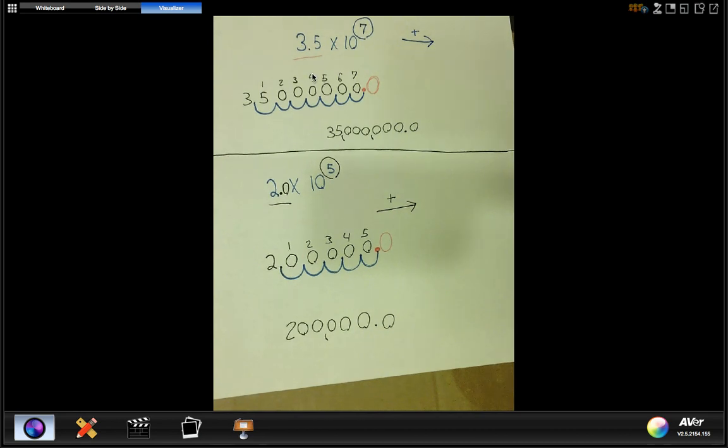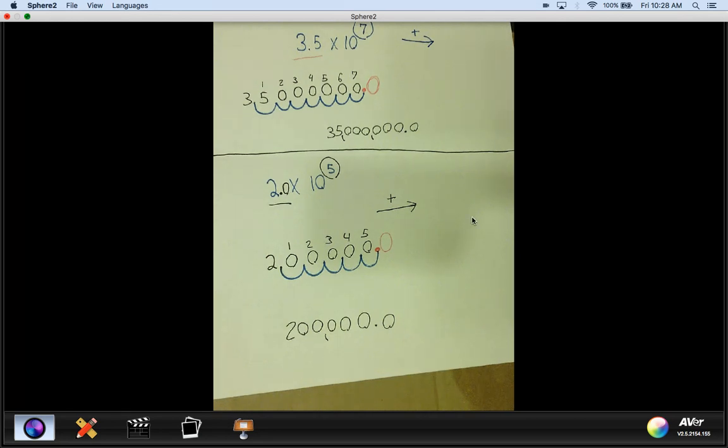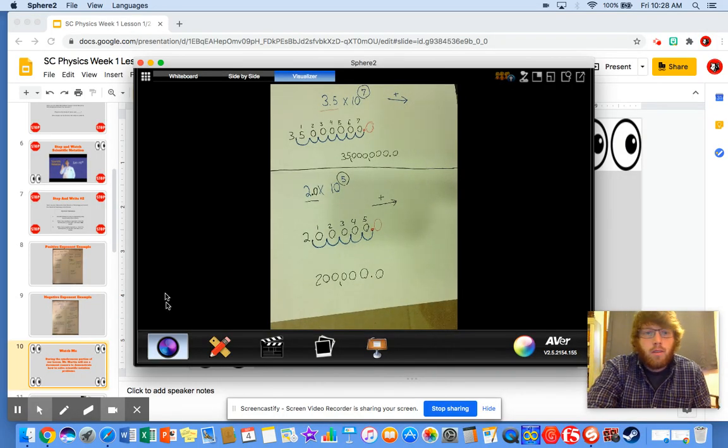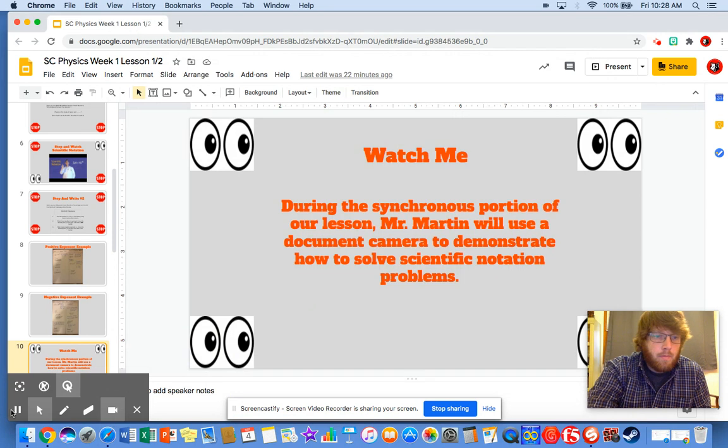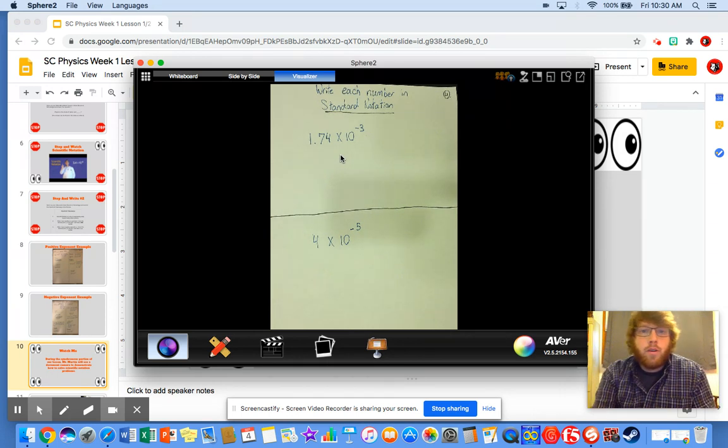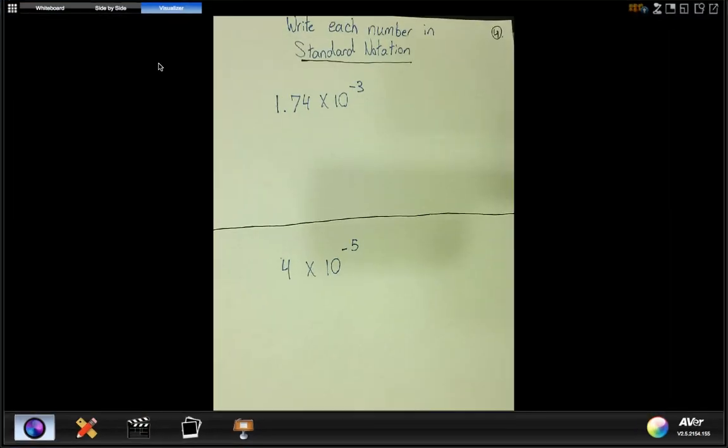All right, I'm going to pause again, and we will take a look at using negative exponents. All right, I'm back one final time. We're going to look at some scientific notation problems that we want to write in standard notation with negative exponents. Let's get this thing on full screen and we'll get going.